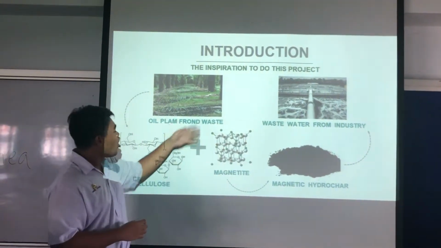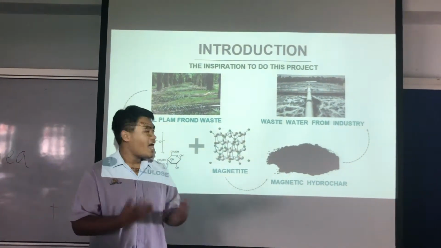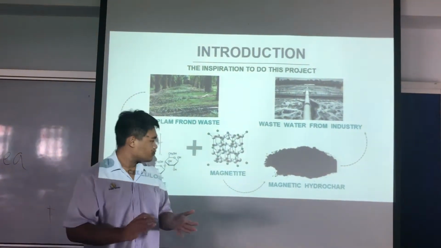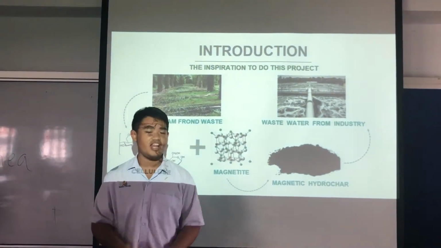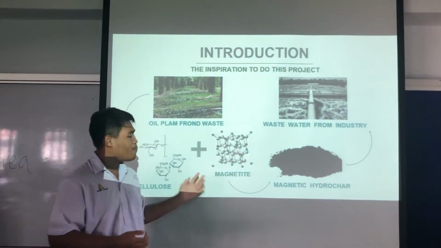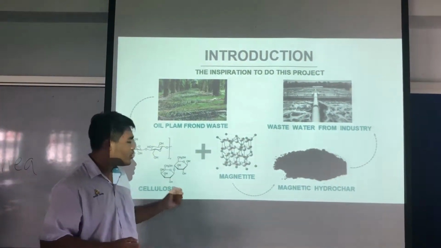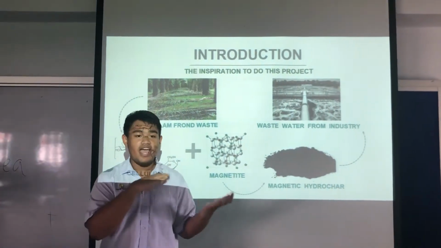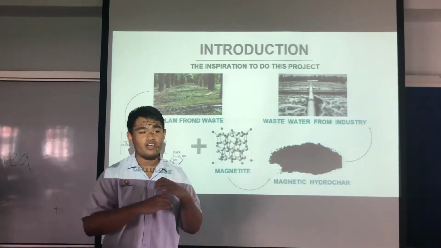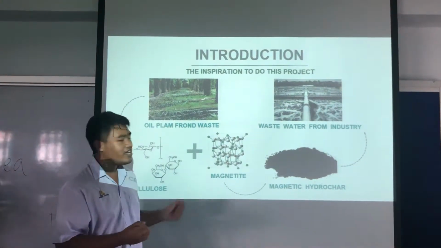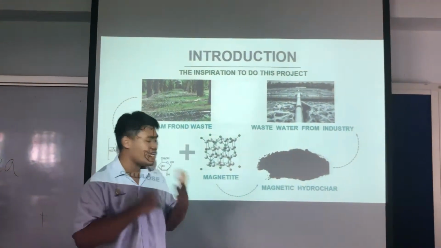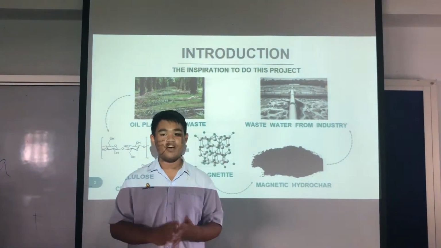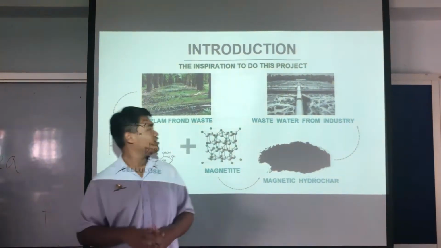We know that oil palm fronds contain a lot of cellulose, so we thought about how to change the cellulose into an adsorbent using an environmentally friendly process. Then we add magnetite particles into the adsorbent because if it has a magnetic property, it can be removed from the river more easily. The final product is magnetic hydrochar, to replace activated carbon for industrial wastewater treatment.